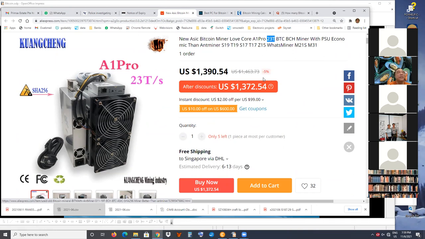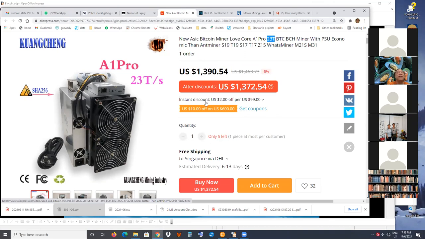Tera means how many zeros? 12 zeros. A mega is only 6, a giga is 9, and a tera is 12. Your one PC is 100 mega. This is 23 tera, which means 23 million mega, compared to your 100 mega. And it's cheap. This hardware is cheaper than a PC.